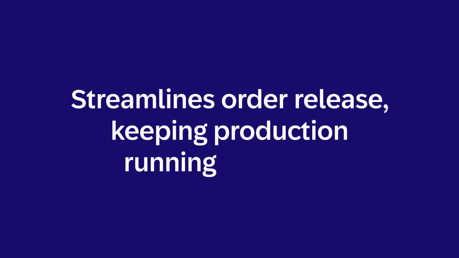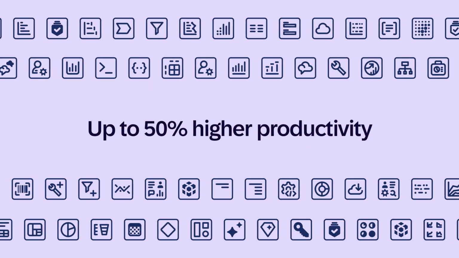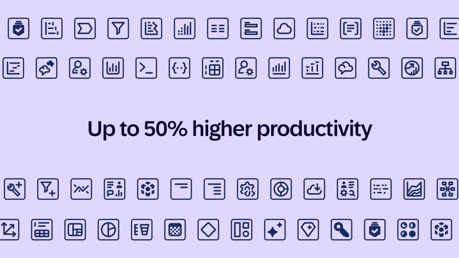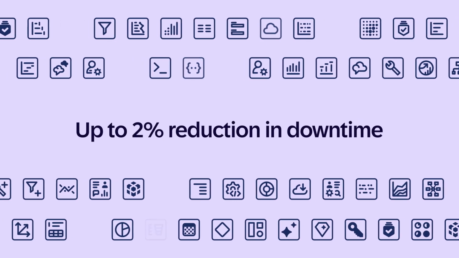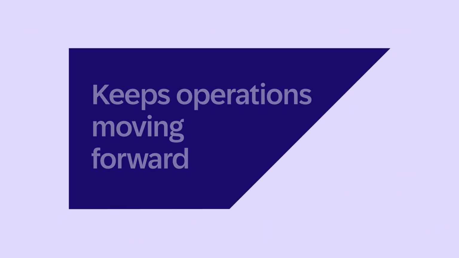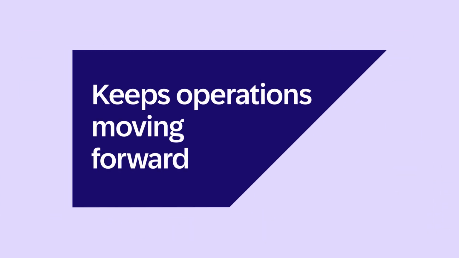The production planning and operations agent streamlines order release through automatic checks, guided alternatives, and smart rescheduling, keeping production running smoothly. It helps cut time spent on releasing production orders, achieving up to 50% higher productivity, daily time savings of up to 18 minutes, and up to 2% reduction in downtime. With the production planning and operations agent, supervisors can stay focused on keeping operations moving forward.